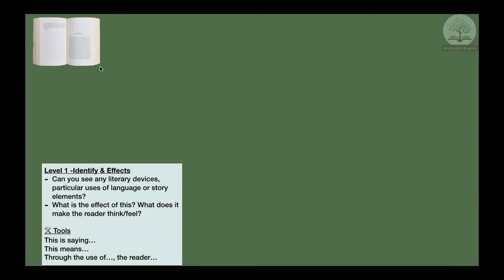In the first one, we identify things and their effects. Here we can look for literary devices or uses of language or story elements. This might be a simile or a setting, for example. And then we look at what effects this has upon the reader. How does it make them think or feel? We can express this by saying, this is saying, this means, or through the use of X, the reader, blah, blah, blah. Here, we're taking a magnifying glass and looking at the fine details of a text.